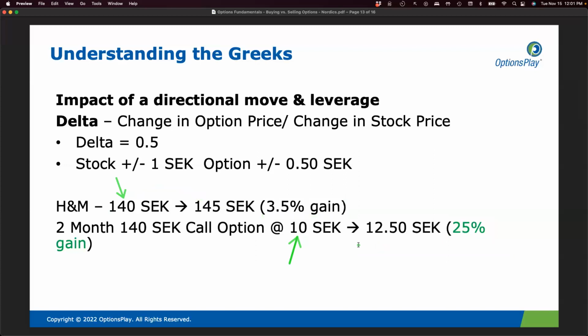So that's the leverage that you get, and Delta helps you understand, based on that leverage you have, how much you would potentially make if the stock moved in your favor, and also if the stock moved against you, right? So if the stock moved down by, let's say, 3.5%, let's say it moved down to 135, well, then I know that I'll lose about 25% of the premium that I paid on the option. So Delta just gives you a sense for, if the stock moves in a specific direction, how much you will make or lose on the option.